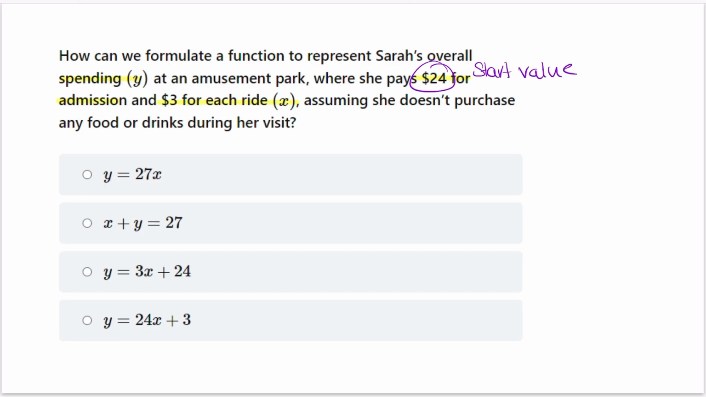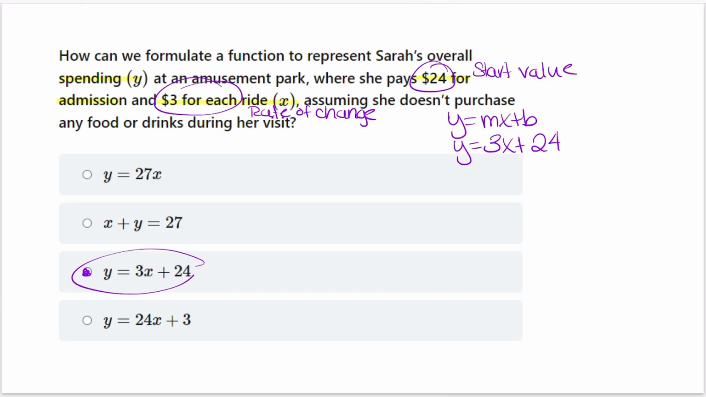And then there's $3 per ride, right? So remember that the total is going to fluctuate depending on how many rides she takes. So the $3 is actually telling us the rate of change. So we have a specific starting value and a rate of change, so we can go ahead and plug into y equals mx plus b. When we plug this in, we get y equals, and then the rate is going to be 3, times x, and then remember our starting value is going to be b, so that's 24. So y equals 3x plus 24 is the correct answer, which is our third answer choice.